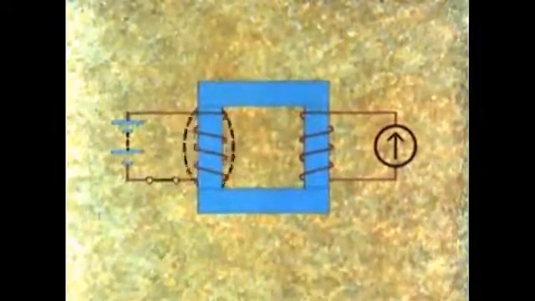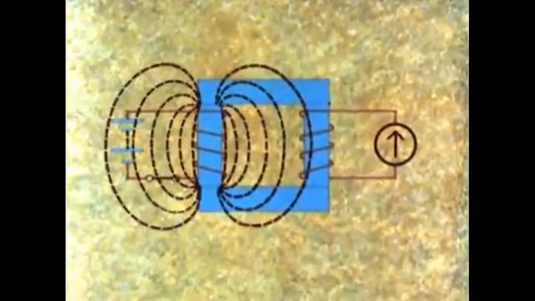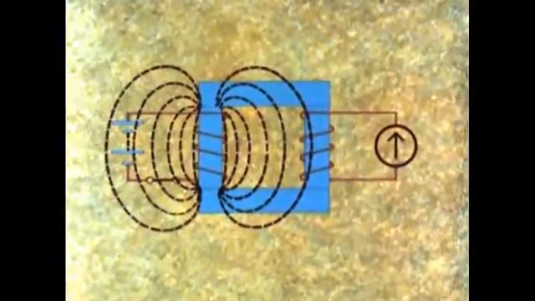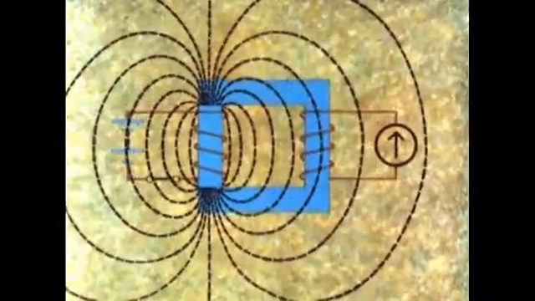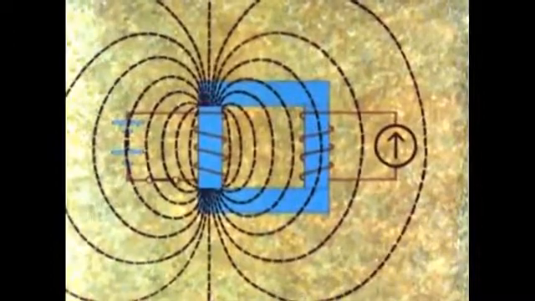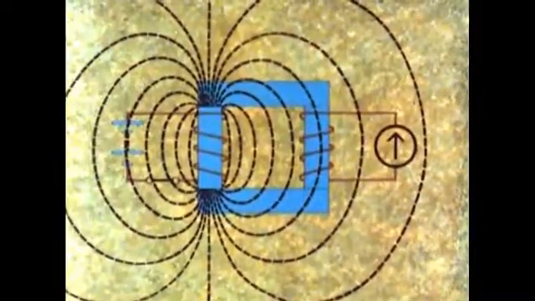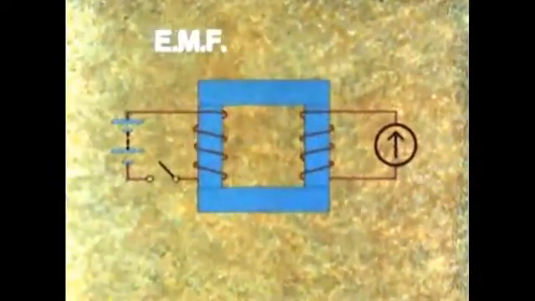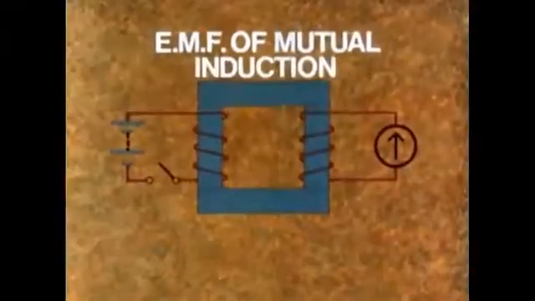This is because the lines of force from the field of the first coil are cutting across the turns of the second one, so that as the field changes, an EMF is induced in the second coil. This is the EMF of mutual induction.